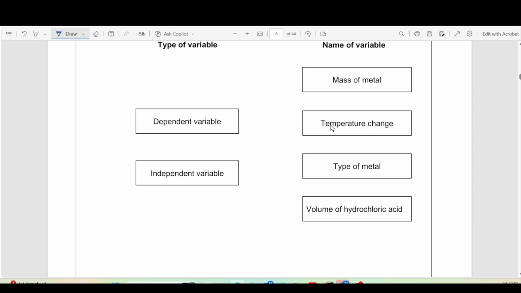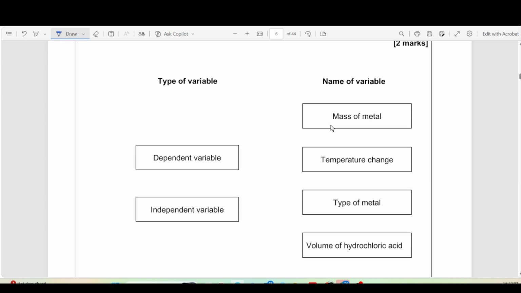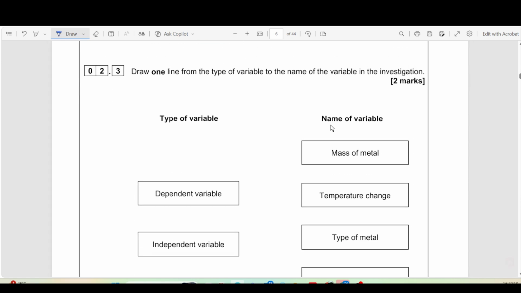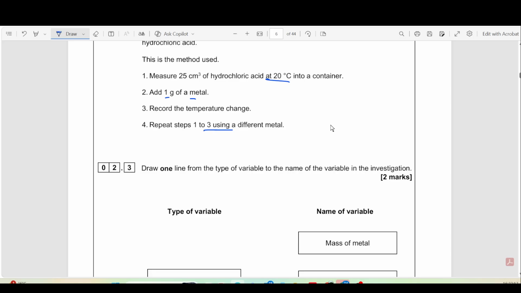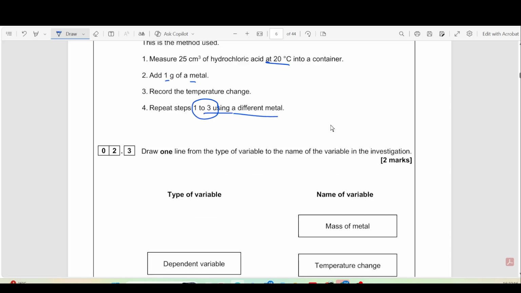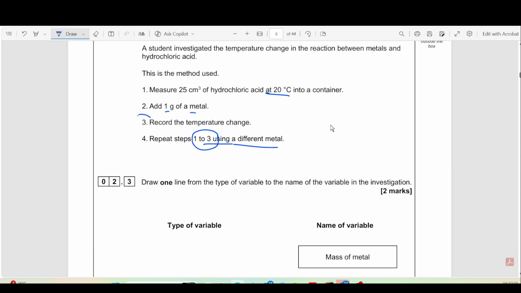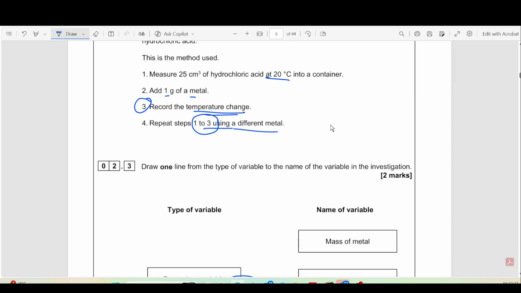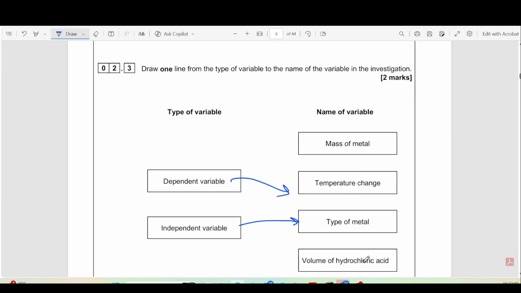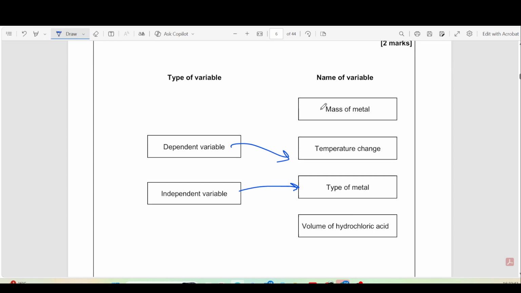So independent variable means this is the variable that the student actively changes in step 4. Independent is like here you can see repeat steps 1 to 3 using a different metal. So type of metal is independent. And dependent variable is temperature change. Because this is the variable being measured as a result of changing, in step 3, record the temperature change, right? And you can see what is the constant? Mass is constant, right? Mass is constant and volume of hydrochloric acid is constant.